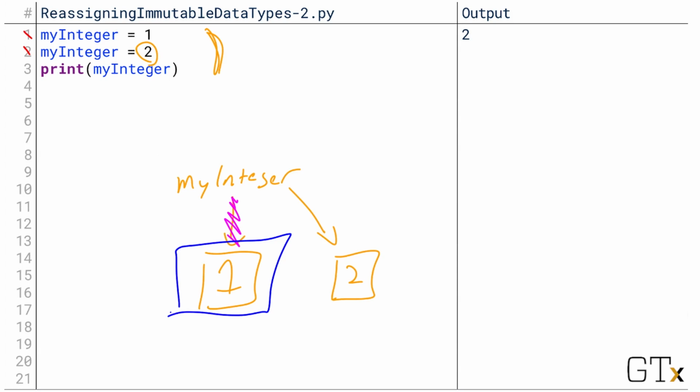And so if a new variable comes along that needs the value 1, maybe something called my other int, then it could now point to that spot in memory to have the value 1. Changing the value of my integer changes the spot in memory that it points to, but it doesn't actually change the value stored in the original spot of memory.